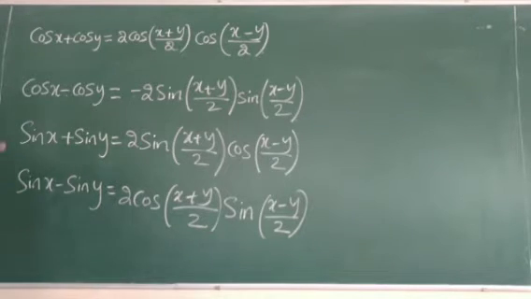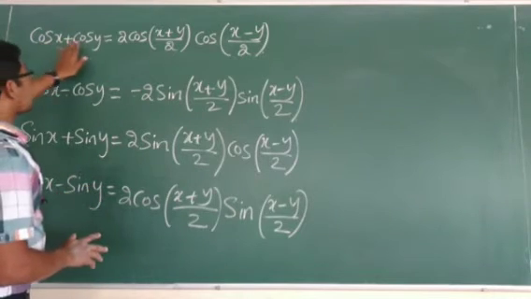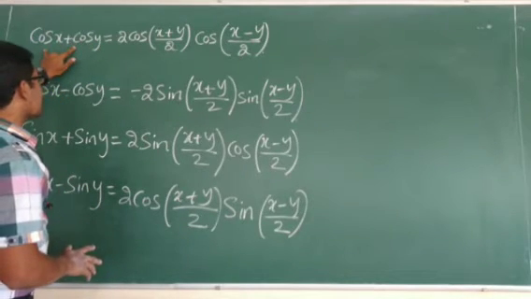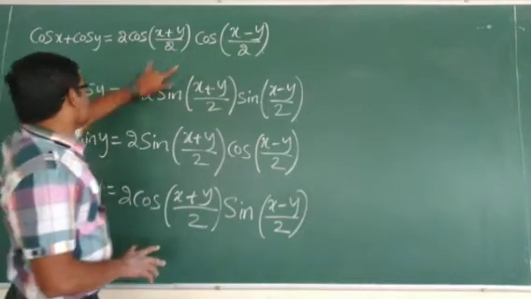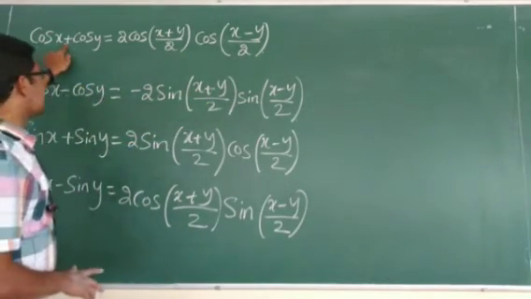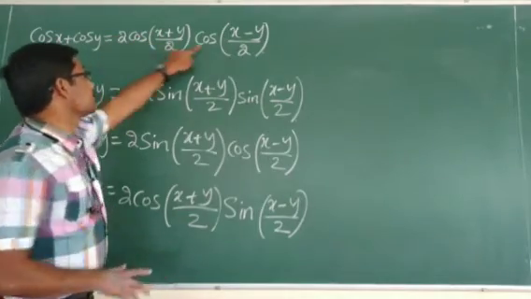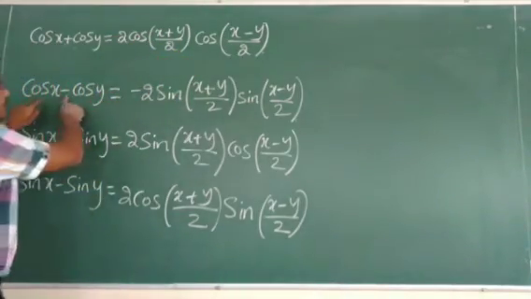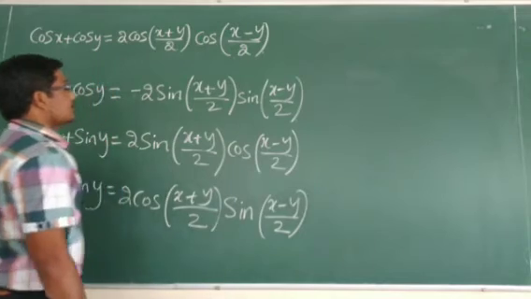The idea and the logic to remember is cos plus cos, when both are cos, you get the same. Here when it is plus, you get both cos. When it is minus, you get both sin.